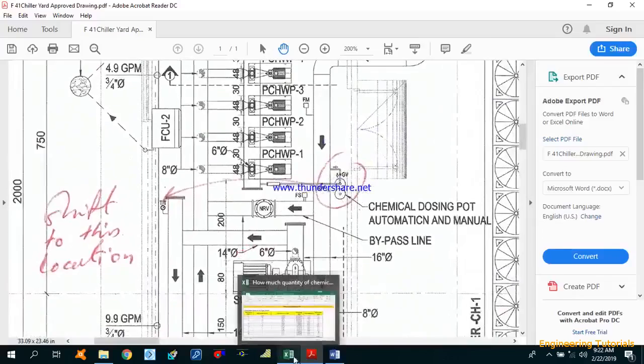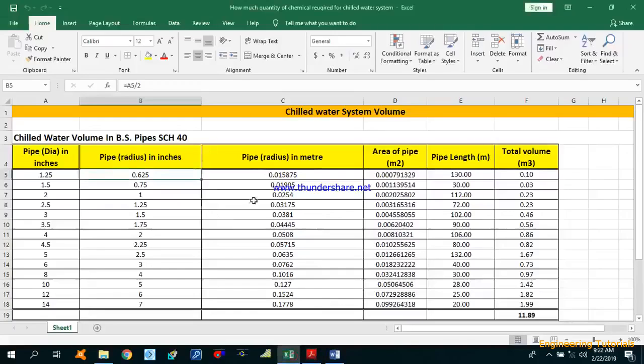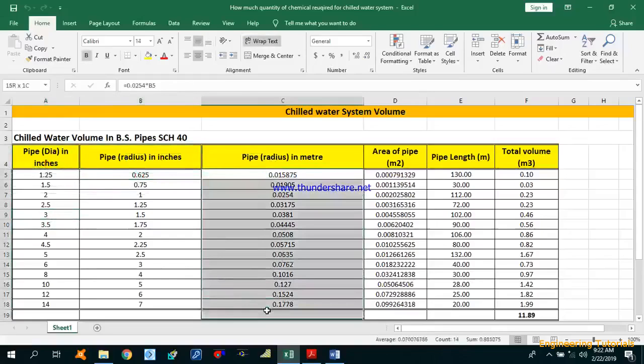So let's start the calculation over here. So this is the Excel sheet. First you have to write all the piping you have used in your project over here, all the dias from your drawings, and then you can convert this into radius, this one in inches, and this column same radius, and it is in meter. You can use the conversion to convert this in meter.